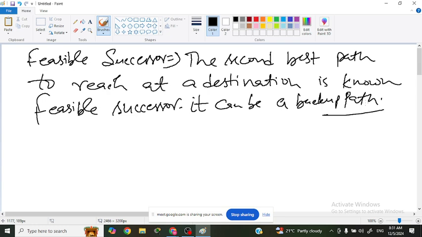Guys, successor and feasible successor, both are clear or not? Yes, sir, clear. Very good. Subhajit, Venkat, clear? Lakshman, yes, sir. Okay.